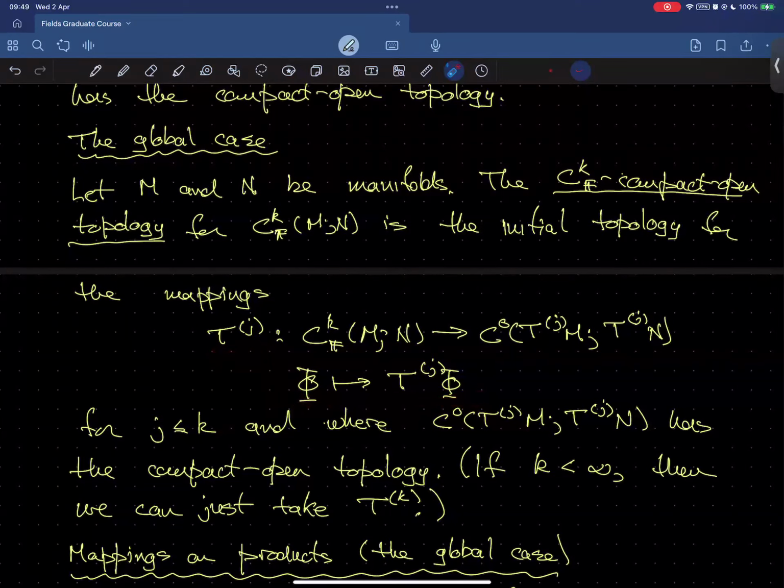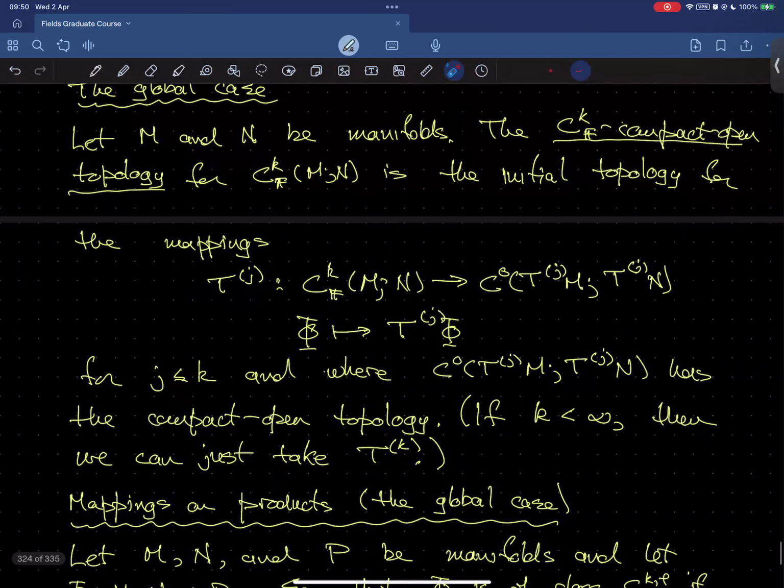Okay, and you take the initial topology for these mappings for all j less than or equal to k, and if k is finite, then you can just say it's the initial topology for tk, and you don't need to worry about 1 up to k minus 1. And the reason for that is you'll remember that our definition of these T mappings contains all of the derivatives from 1 to k. All right. So as soon as you write down tk, you're writing down also t1, t2 up to tk minus 1. Right? But if k is infinity, then I have to take all of them.